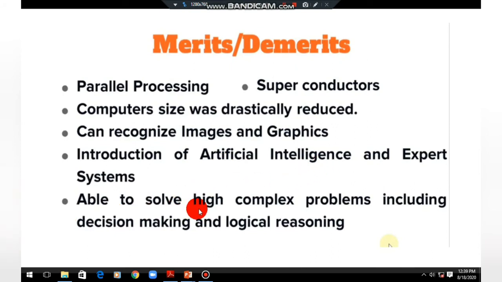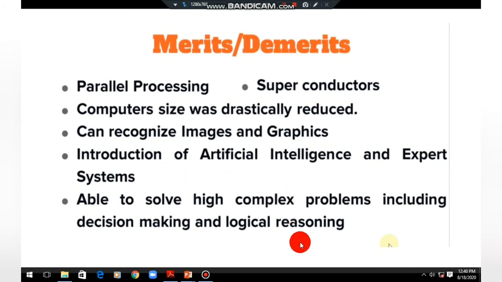Okay, so these computers are able to solve highly complex problems, including decision making and logical reasoning. In this generation, computers are able to solve very big problems, research and scientific problems. All these problems can be solved by using this generation of computers. And then decision making and logical reasoning: based on the question, they can make a decision, and they can also be used in logical reasoning problems. Okay, so these are the merits of using fifth generation computers.